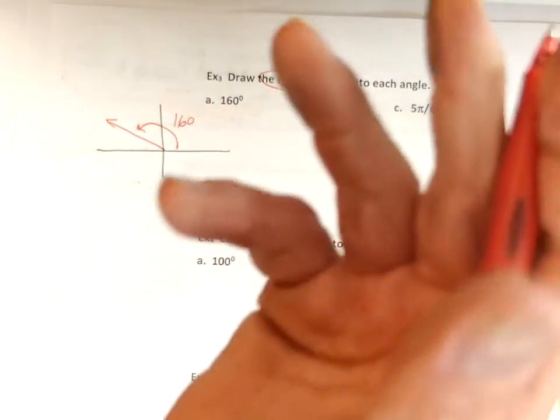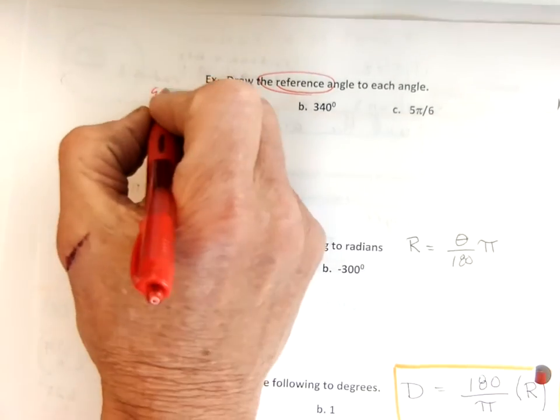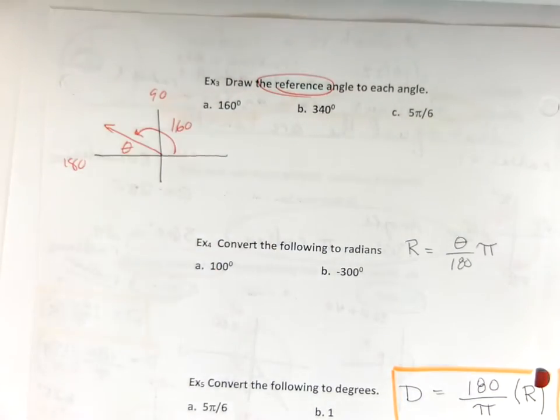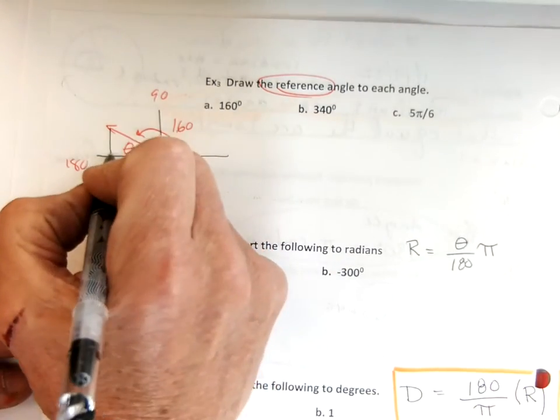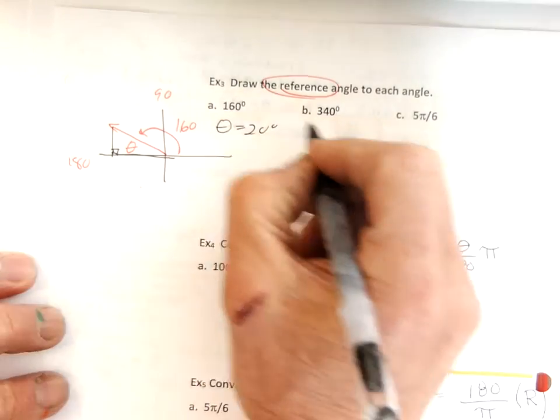Okay, it's not perfect, but you cut through it. You guys agree about right about there? If that's 90, that's 180. What's this angle? 20. You guys agree it's 20? That's the reference angle because I can make a right triangle. So the reference angle is 20 degrees.